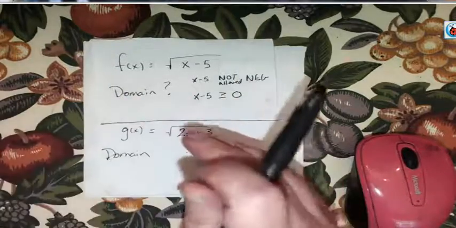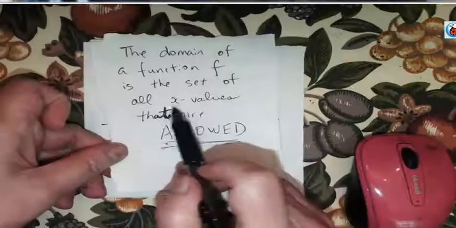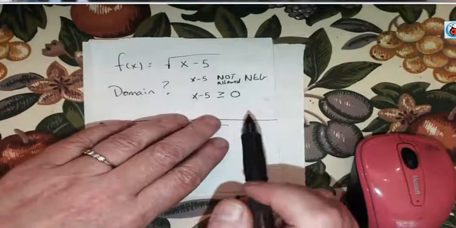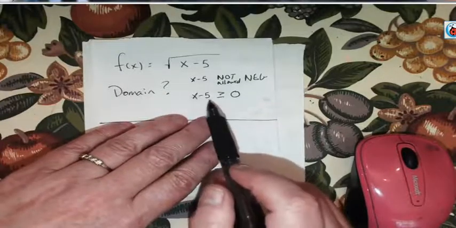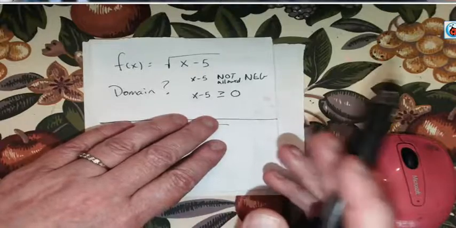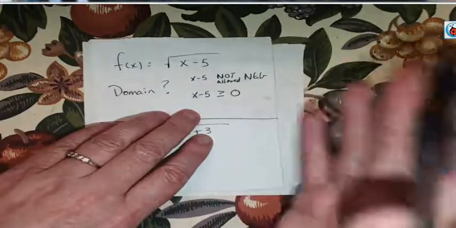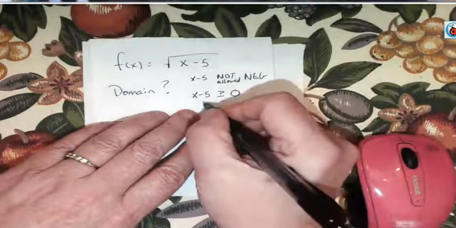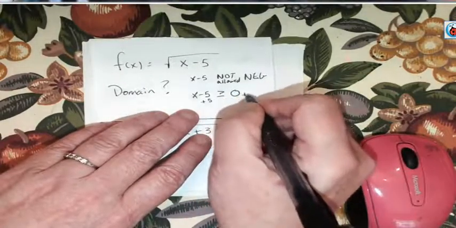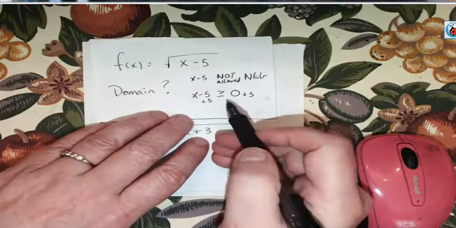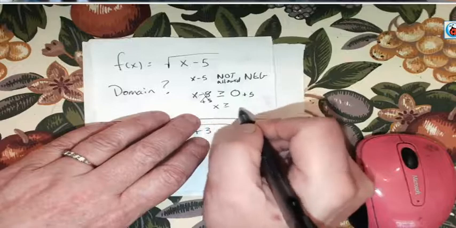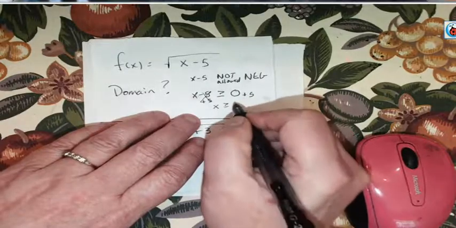The domain is the set of x values that are allowed. This isn't telling me what x is allowed to be. This is telling me x minus 5 is allowed to be something. So I have to get x by itself. How do I get x by itself? I add 5 to both sides. Will adding 5 change the direction of the arrow? No, it won't. So I have x is greater than or equal to 5.